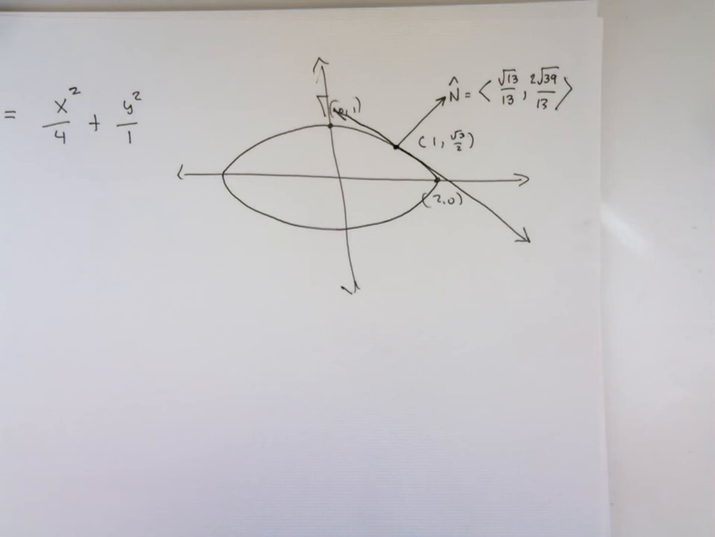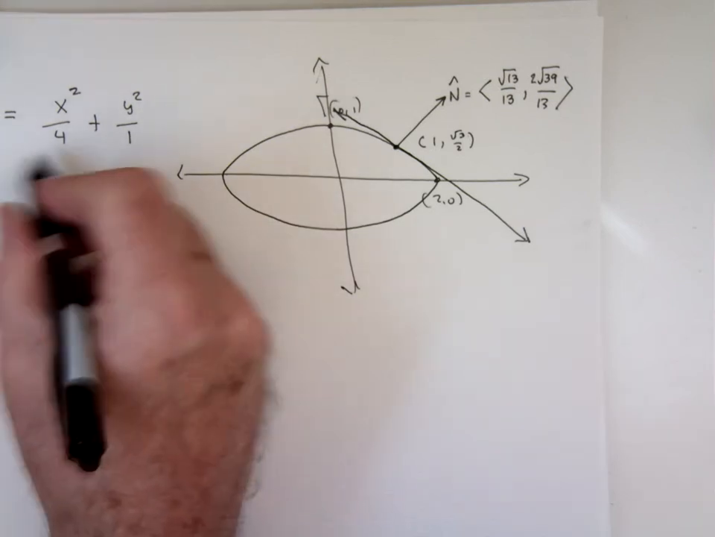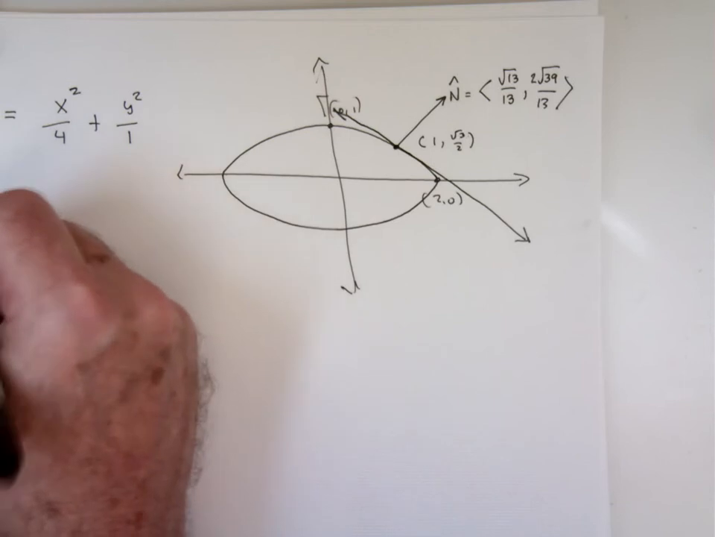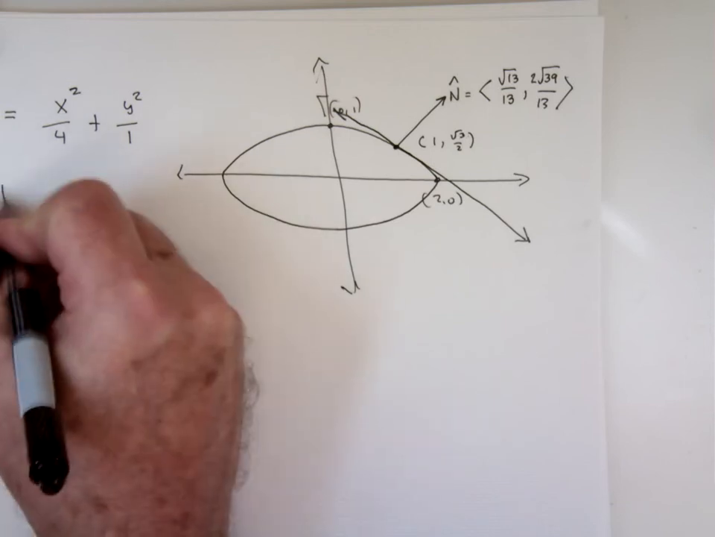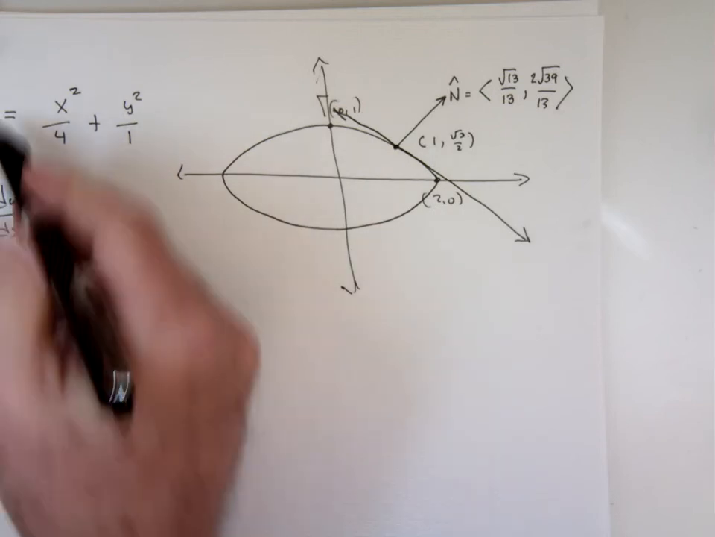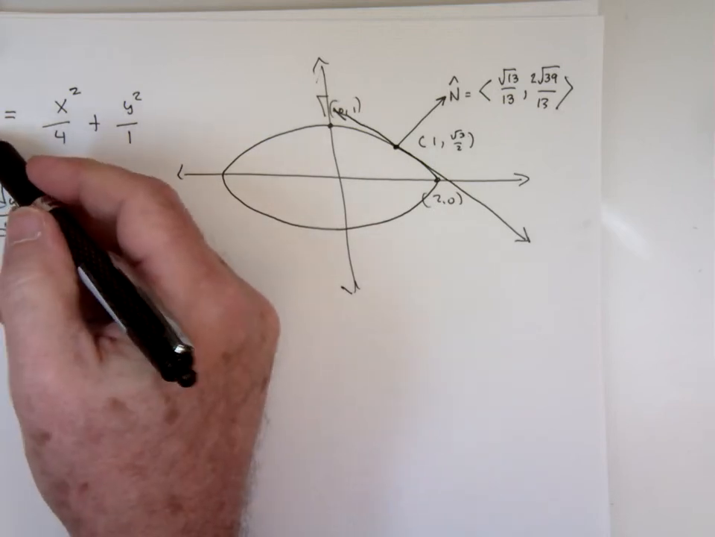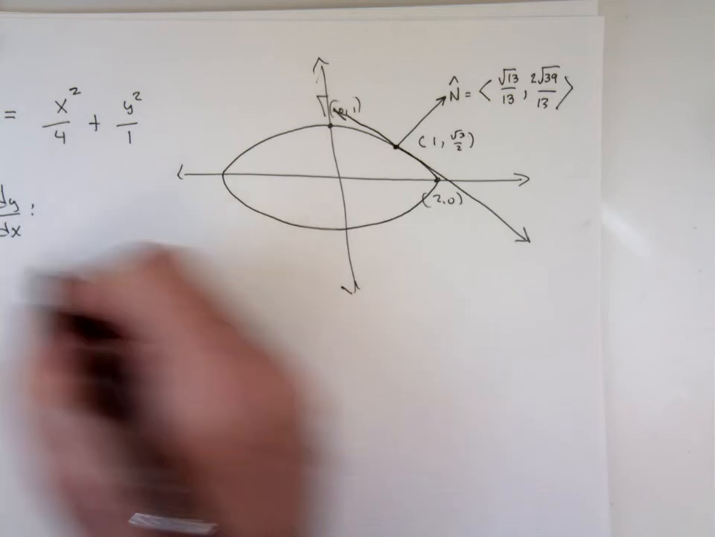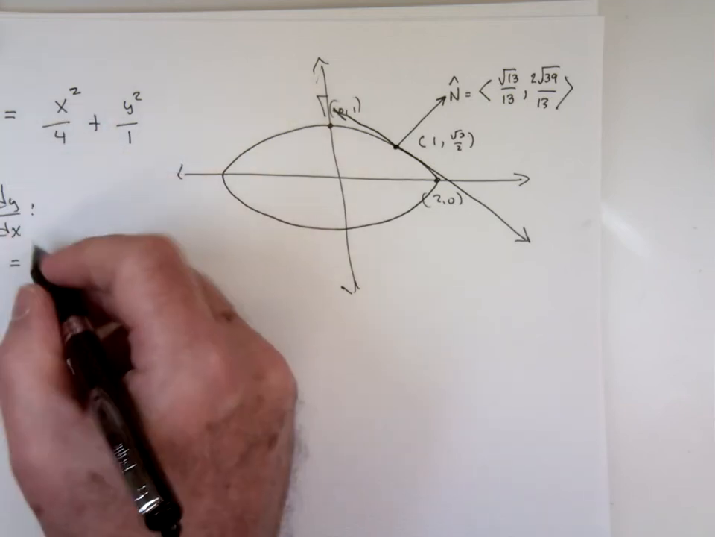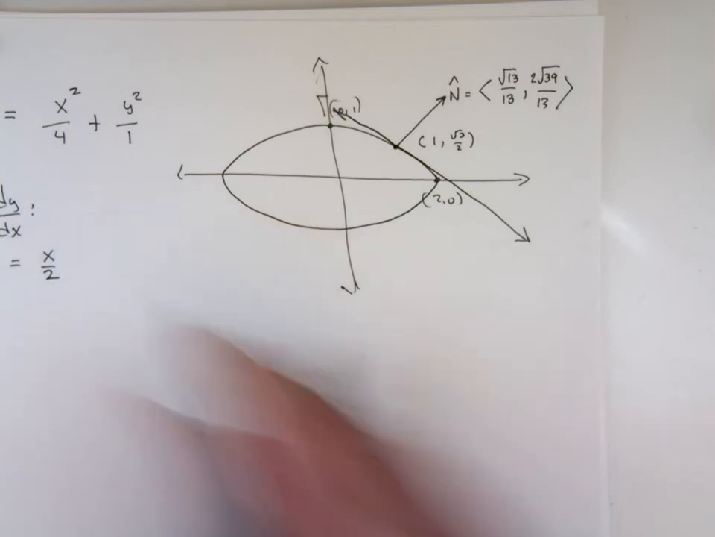Right, we need the slope. The slope is the derivative, dy dx. Let's find dy dx. So this is what I'm going to do first. Let's find the derivative. Let's use implicit differentiation. Take the derivative of 1. Take the derivative of x squared over 4.